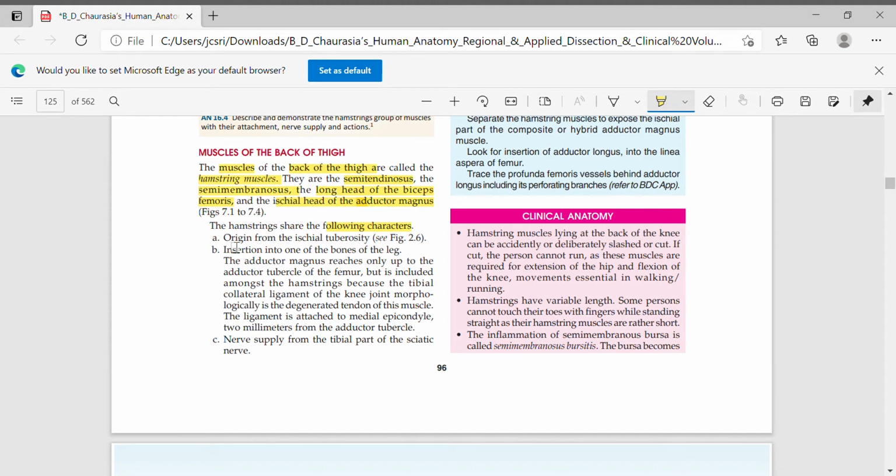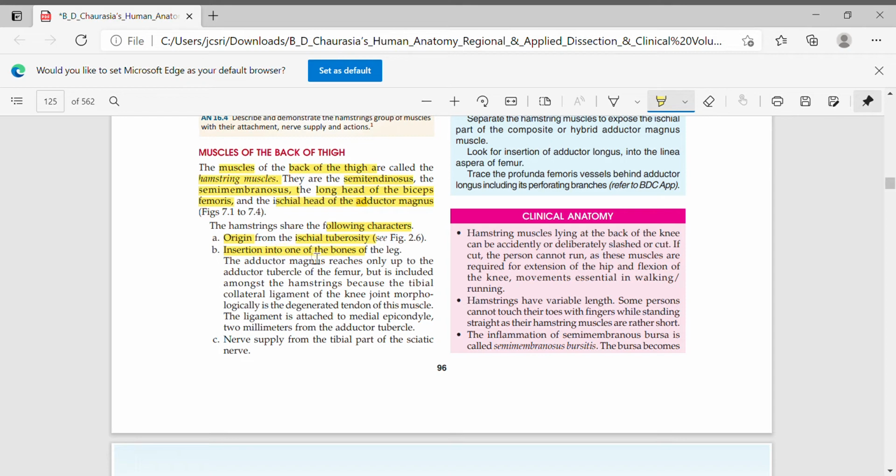They should have an origin from the ischial tuberosity. They should get inserted into one of the bones of the leg, that is the tibia, or it can be the fibula also. But they should get inserted into one of the bones of the leg.